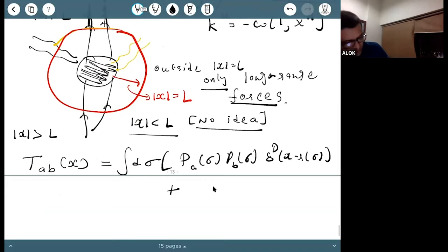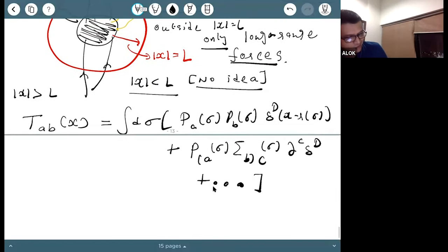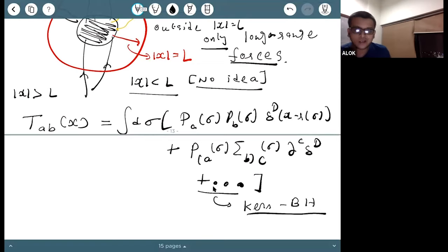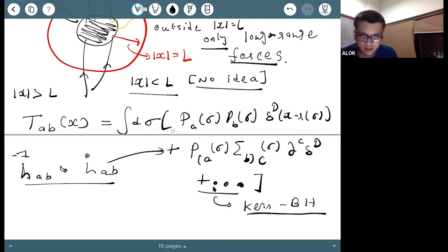Plus, if the object has a spin angular momentum, then we will have p^a sigma^{bc} partial_c delta, plus other terms. And of course, for a Kerr black hole, Justin computed all these terms exactly, thanks to Noether's theorem. But it turns out that if you are interested in h^{-1}_{ab} and h^0_{ab}, then we only need these two terms. We don't need to know about any other terms. So this is enough for us to compute the first two terms.